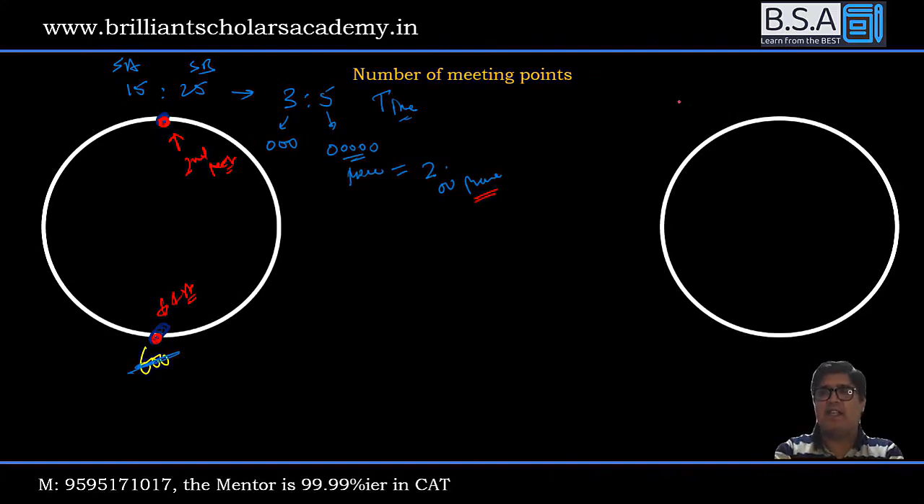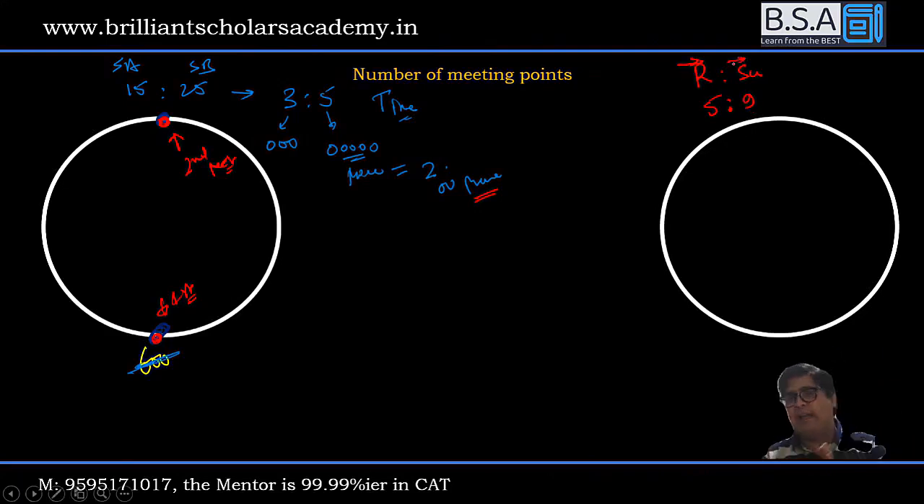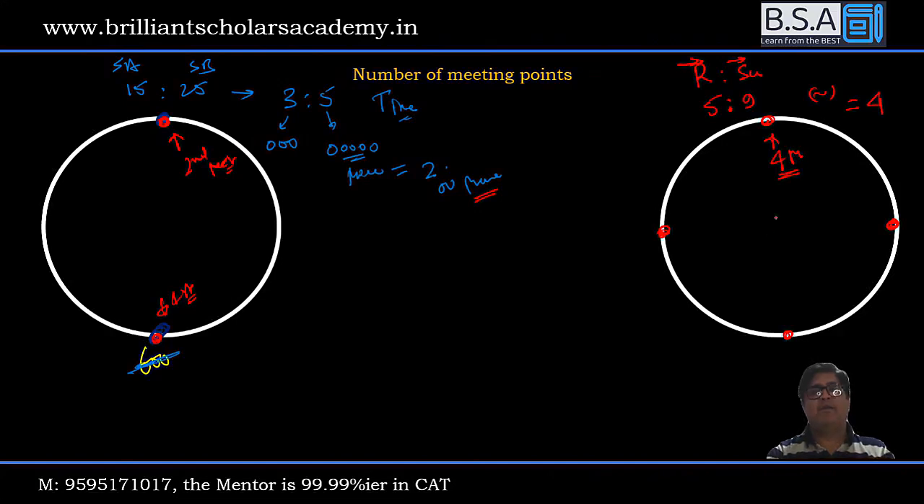In some other question, let us say there is Ramesh and there is Suresh. Ramesh and Suresh have a speed ratio of, let us say, 5/9, and they both go in the same direction. How many points can they meet at? All you have to do is subtract. What is the difference of their ratios? 4. So they will meet at 4 distinct points. This will be the fourth one. The last meeting point is always at the starting point.